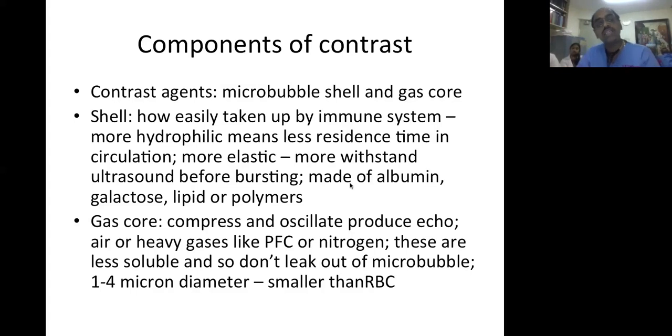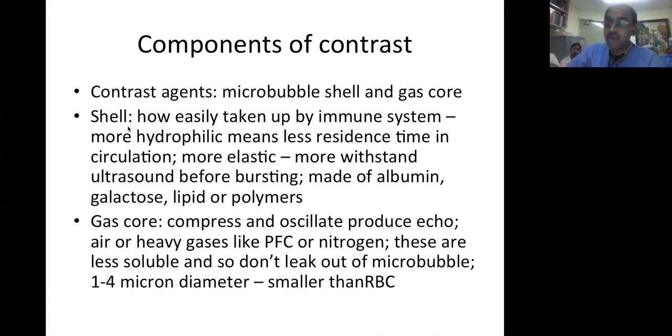The contrast agents have, in principle, a microbubble with a shell and a core. Now we will talk about what a shell is. In the agitated saline injection that we use in our regular echo lab, it is the body's albumin that coats. So the shell is the body's albumin. So the shell here in the contrast, what shell should it be?